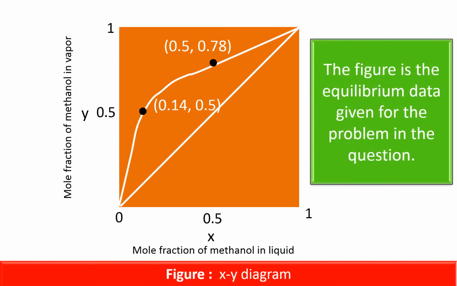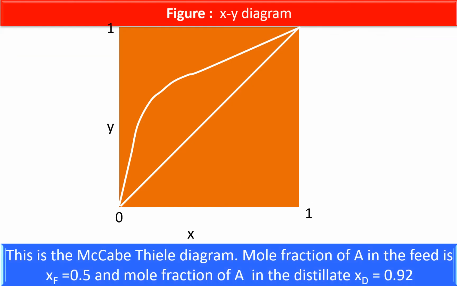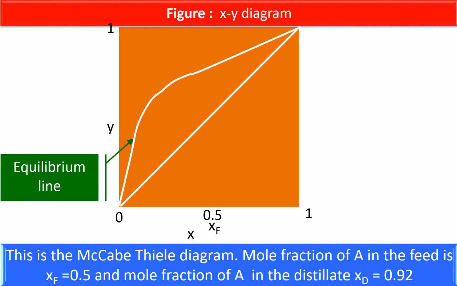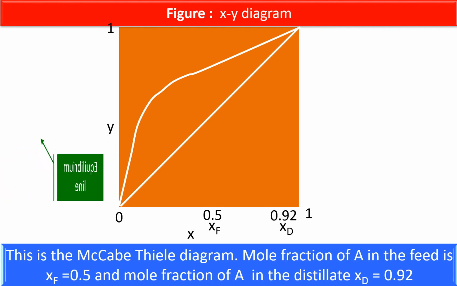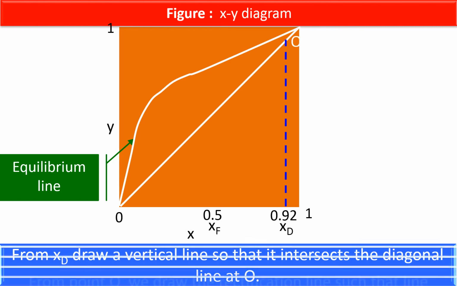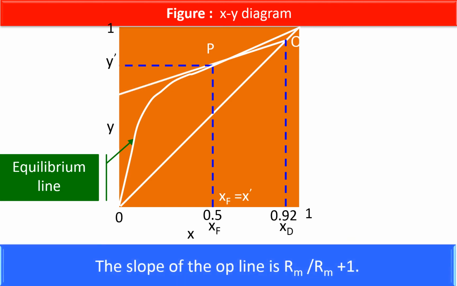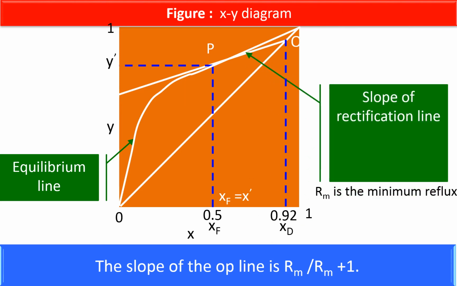Shown here is a figure of the equilibrium data given for the problem in the question. This is the McCabe-Thiele diagram. Mole fraction of A in the feed is xF equal to 0.5 and mole fraction of A in the distillate xD equal to 0.92. From xD, draw a vertical line so that it intersects the diagonal line at point O. From point O, we draw a rectification line such that it intersects the equilibrium line at P (x dash, y dash). The slope of the operating line is Rm by Rm plus 1.